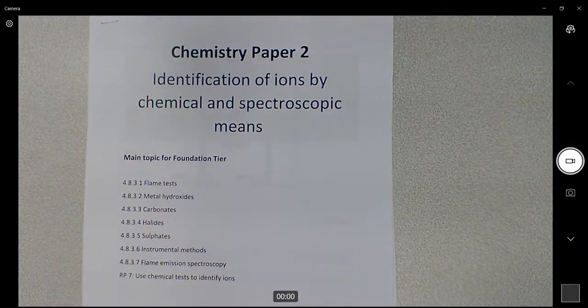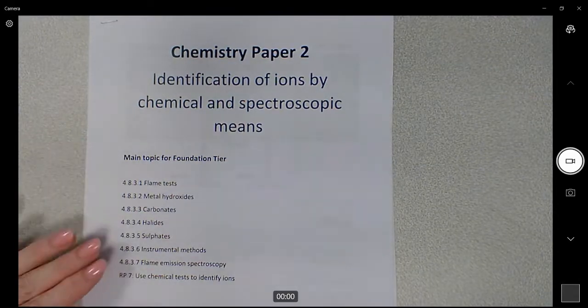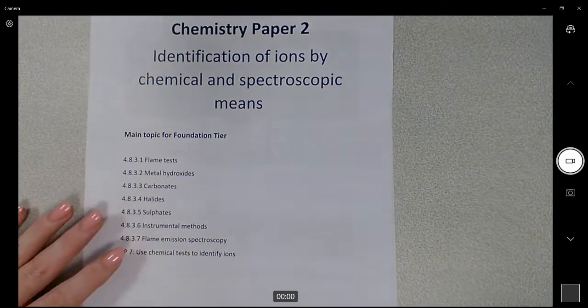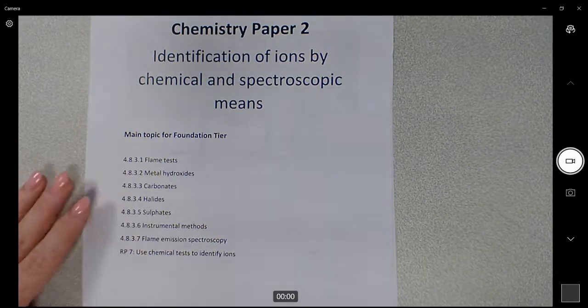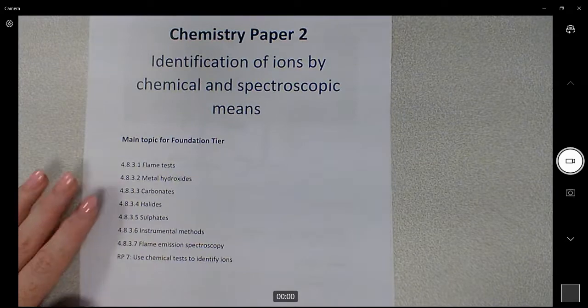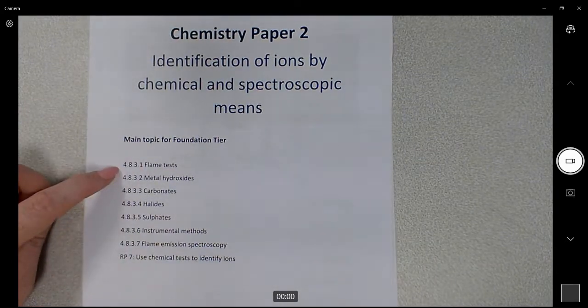Today's session is all about looking at the identification of ions by different chemical techniques. And as you can see, there's a long list of different things we're going to look at in this session. I do want to point out this is a green topic for foundation tier, so therefore there will be a full potential question in and around these things that we're going to look at today. For higher tier, this is amber, so therefore there may be the odd question in regards to it, so also very useful to watch.